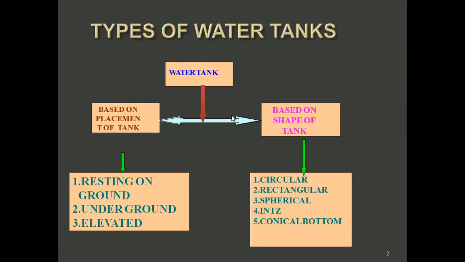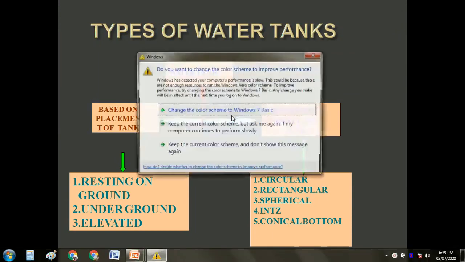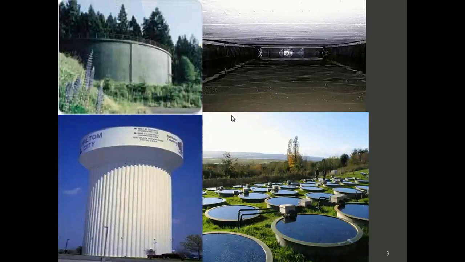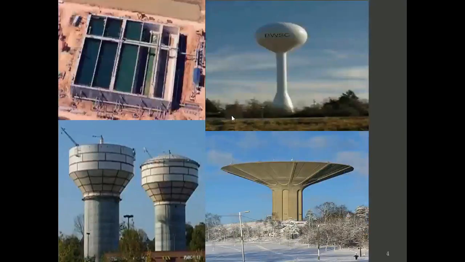Okay, so the types of water tank are classified on the basis of, first of all, placement of the tank and shape. Based on placement, the water tank is classified as resting on the ground, underground and elevated, as discussed. Alright, and based on the shape of the tank: circular, rectangular, spherical, Intze and conical at the bottom. So this is the detailed classification of the water tank based on placement on the earth and based on the shape of the water tank. You can see now: underground, elevated, on the earth.